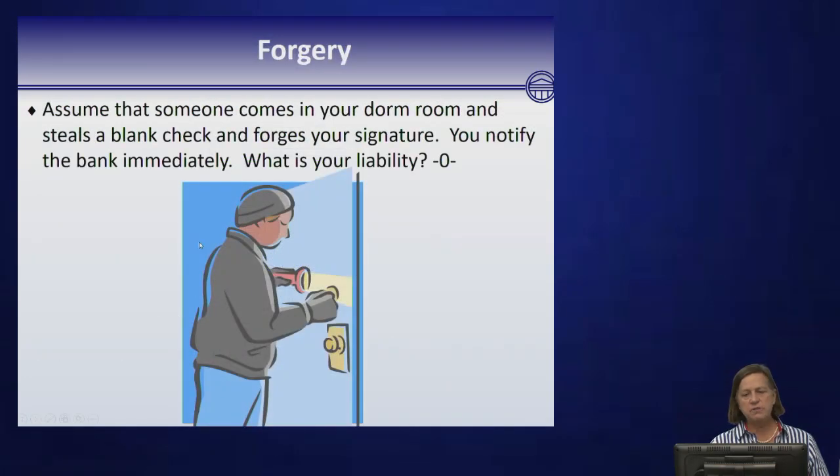Forgery. Assume someone comes in your dorm room and they steal a check and they forge your signature. They cash the check down at the local bank. You notify the bank immediately once you realize that this has happened. What's your liability? And it is 0.